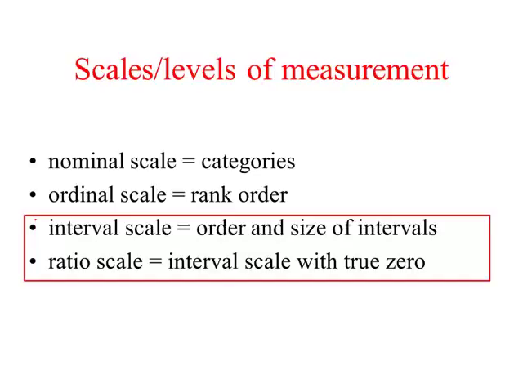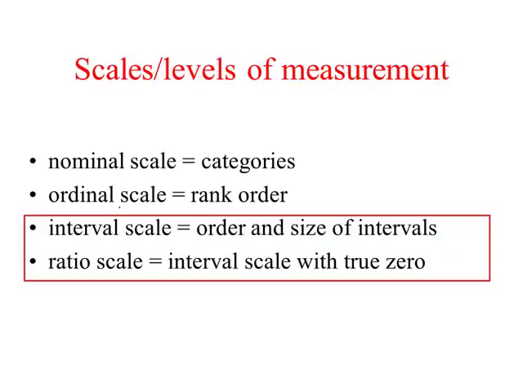So just to review, these are our four main scales or levels of measurement. First is nominal scale, which has to do with categories. So if we're talking about males versus females or different ethnicities, things that can be grouped into categories, that's using the nominal scale.